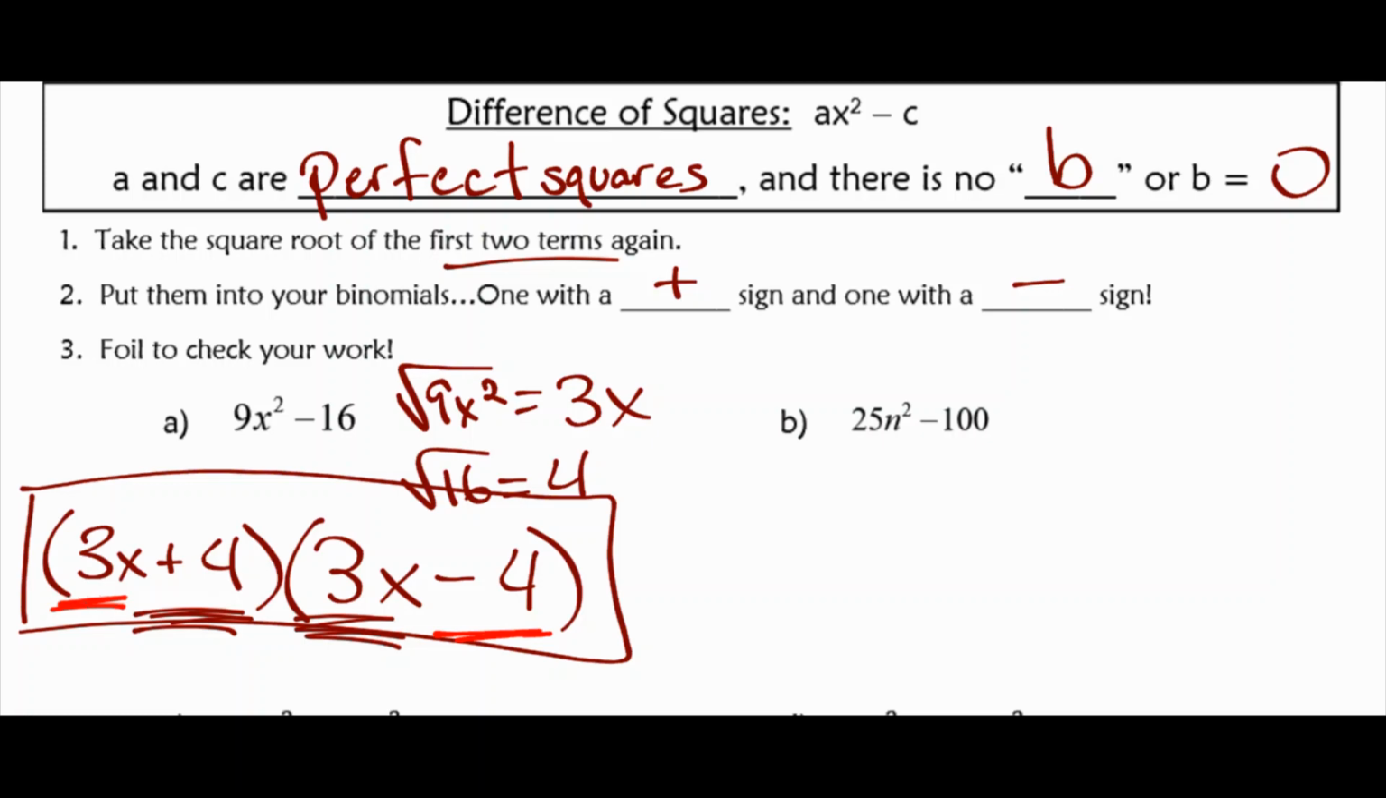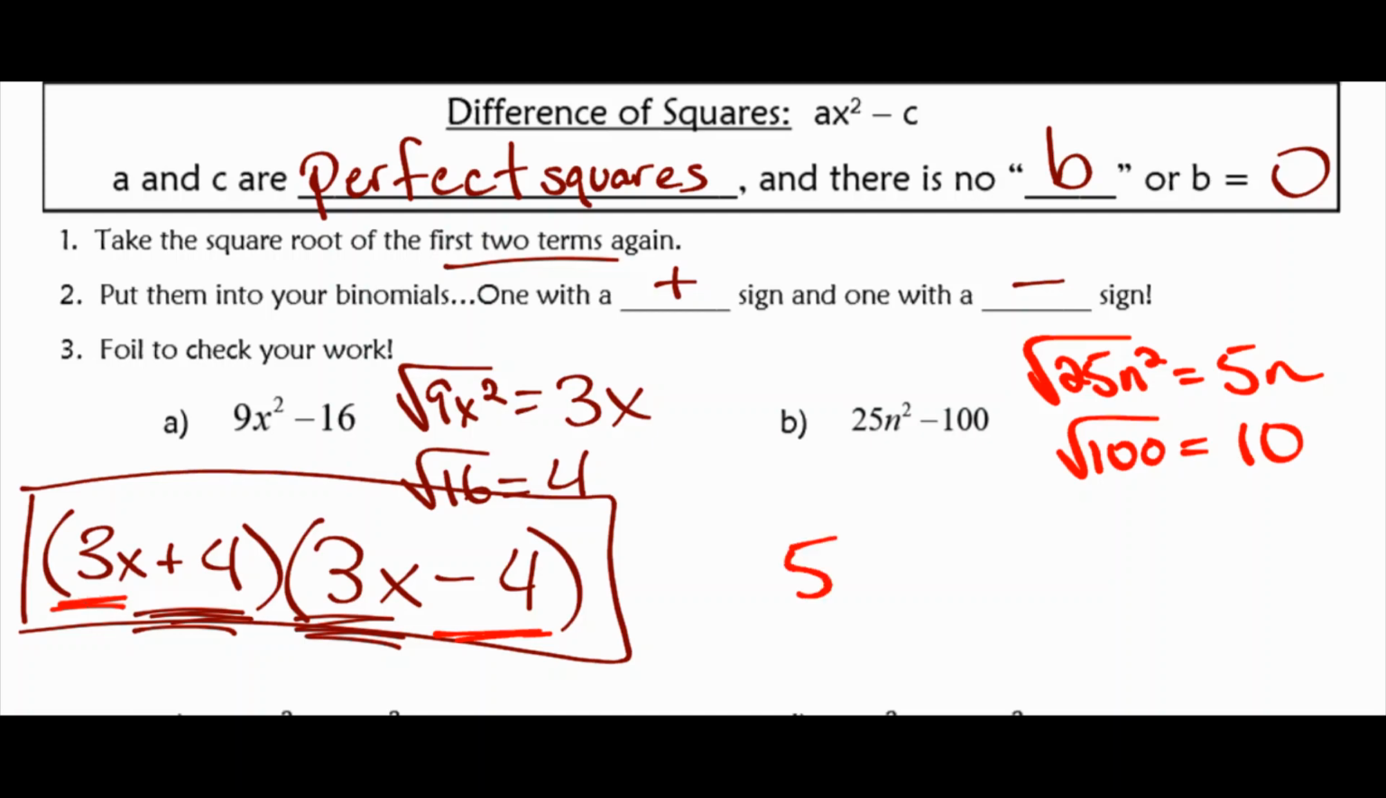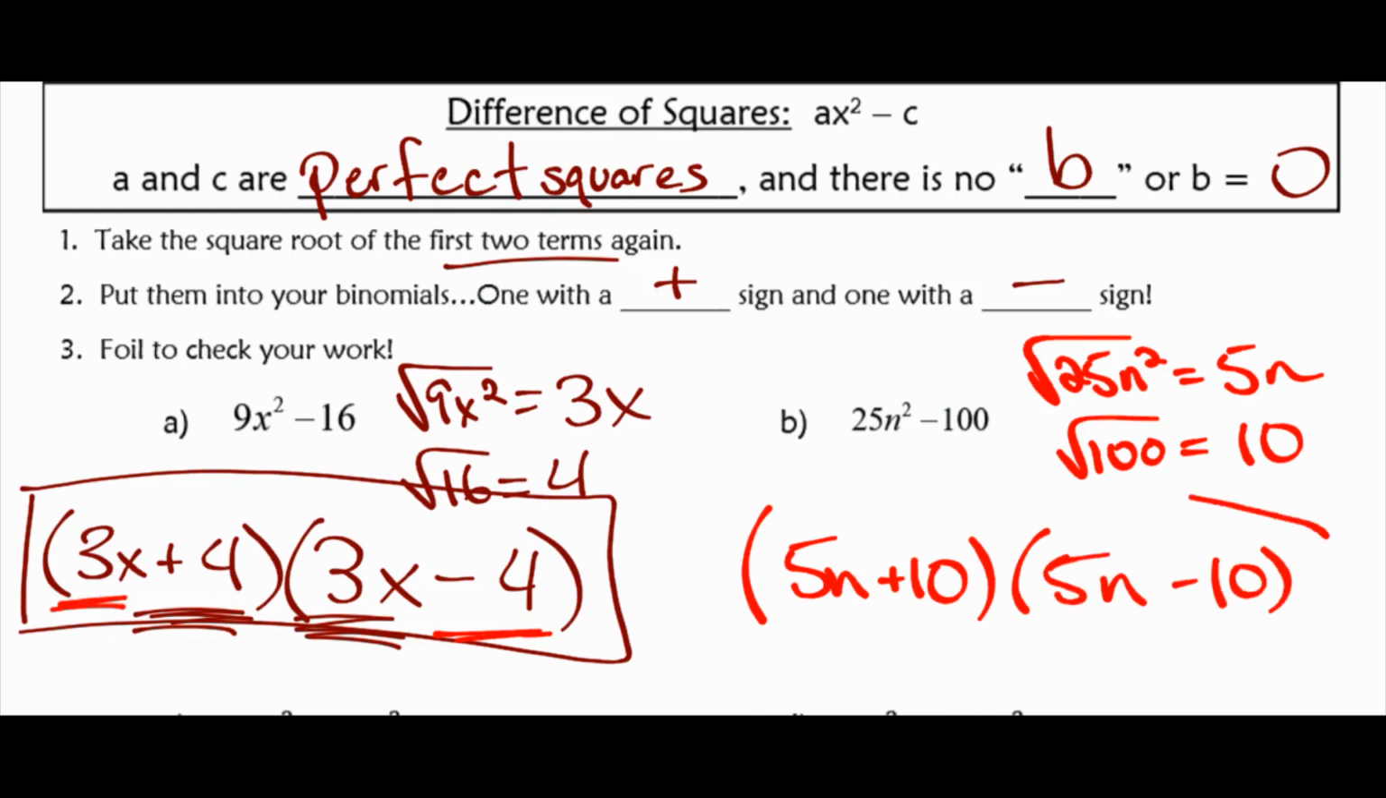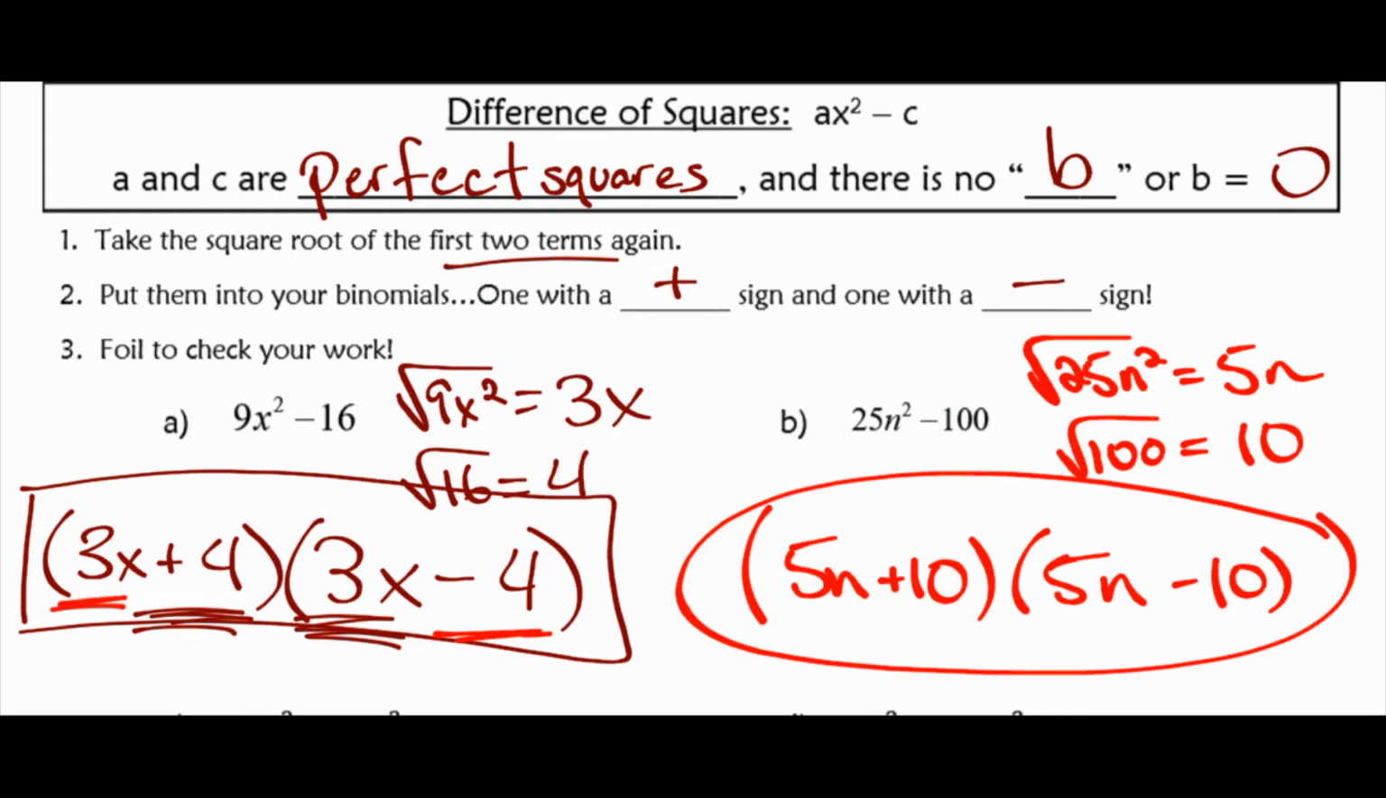I'm going to show that one more time here. The square root of 25n squared is 5n. The square root of 100 is 10. So my two factors are 5n plus 10 and 5n minus 10. You can see how that's a lot faster than factoring by grouping if you recognize to do it. Again, if you don't, that's okay. If you know factoring by grouping, you get good at that, you can use that whenever you want.